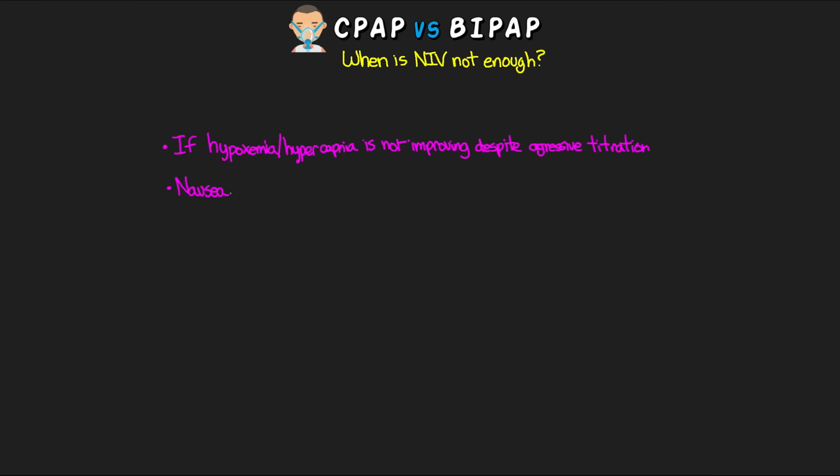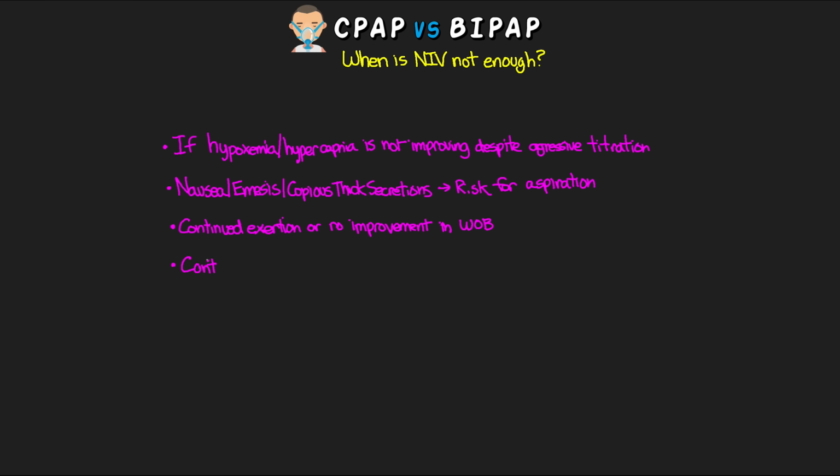Now, also, if our patients are nauseous and having emesis, they may be at risk for aspiration, and the same goes for patients who have copious thick secretions. Now, if your patient continues to exert themselves and their work of breathing is really not improving, again, we may need to move on. And finally, our patient really needs to be able to protect their own airway. So if we have lethargic or unconscious patients, they're not going to be a good candidate for our non-invasive ventilation.